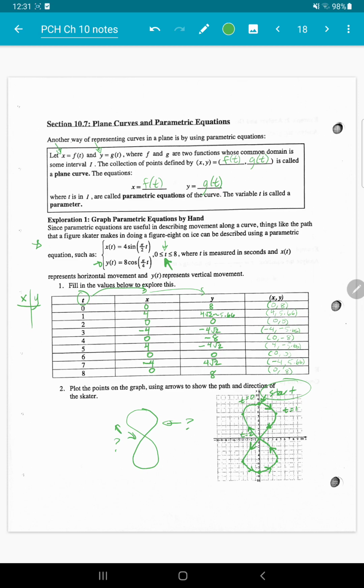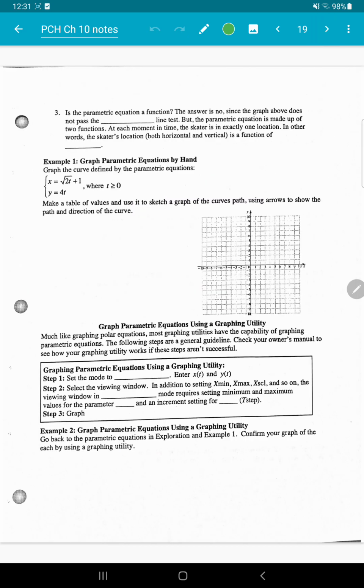Okay, so as we go on to the next page, is the parametric equation a function? Well, we actually saw it wasn't, right? Because we saw that basically this equation did not pass our vertical line test. It was that figure 8 that we saw. The parametric equation was made up of two functions, though, right? We had the sine function as well as the cosine function. So they are made up of two functions, but put together, they are not a function.